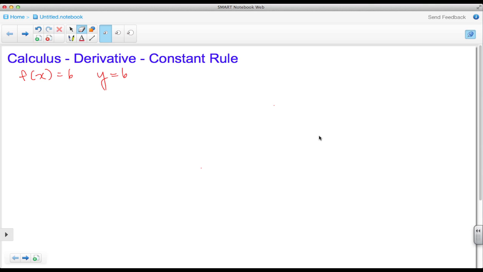Simply stated, when you have a constant, that creates a horizontal line, and the slope of a horizontal line is 0, thus that means the derivative is 0. So let's take a look at an example.